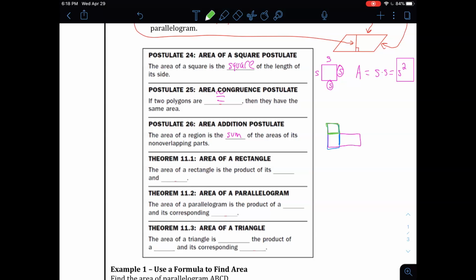you can break them up into smaller parts that you do know how to find the area for. We can find the area of a square and a rectangle really easily. We can't really find the area of a shape that's like kind of like this, okay? So the trick is to break it up into smaller parts.